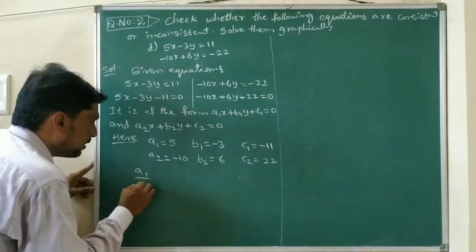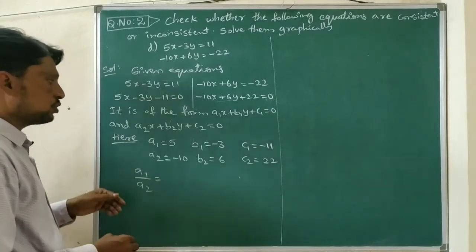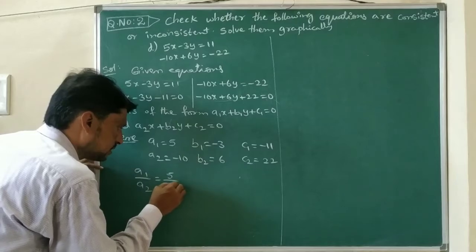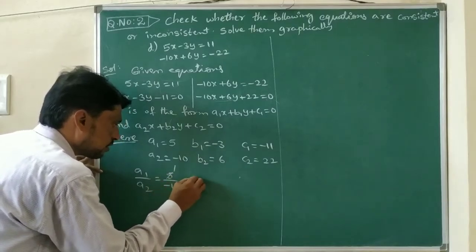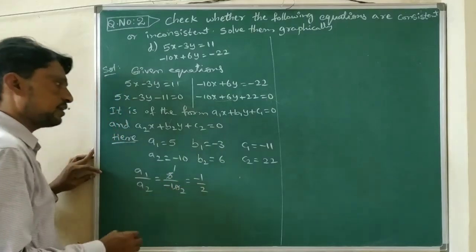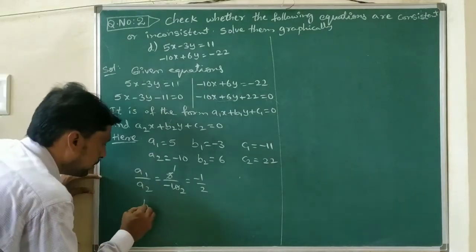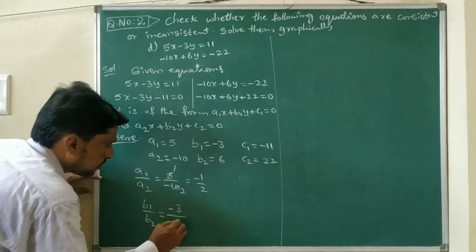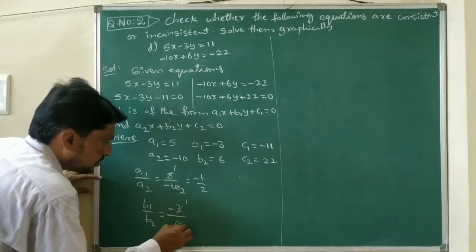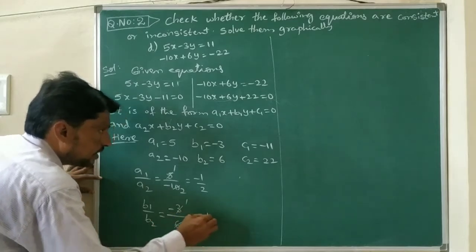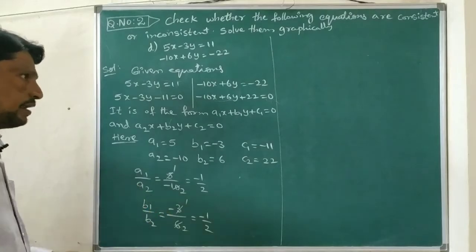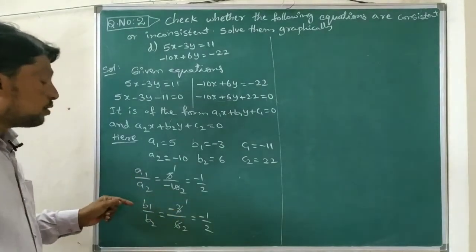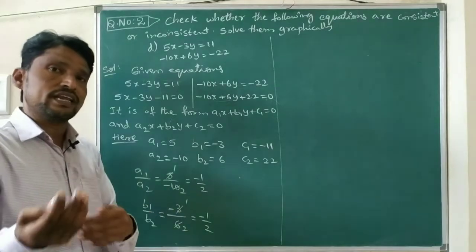Now we can compare the ratios. a1 by a2 means 5 by minus 10. 5 ones are 5, 5 twos are 10, that equals minus 1 by 2. Now we take b1 by b2, that is minus 3 by 6. 3 ones are 3, 3 twos are 6, that equals minus 1 by 2. So here a1 by a2 equals b1 by b2, both are equal.